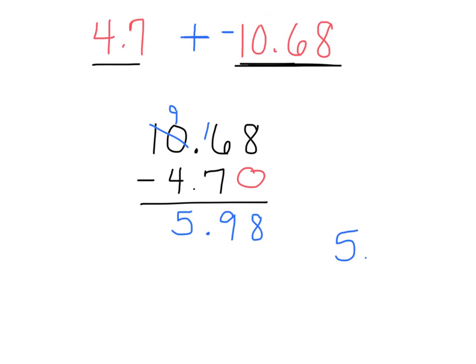Now the last thing you need to check is, is it positive or negative? If you come back, it looks like you have 4.7 positives, 10.68 negatives, so you have more negatives. So my answer is negative 5.98.